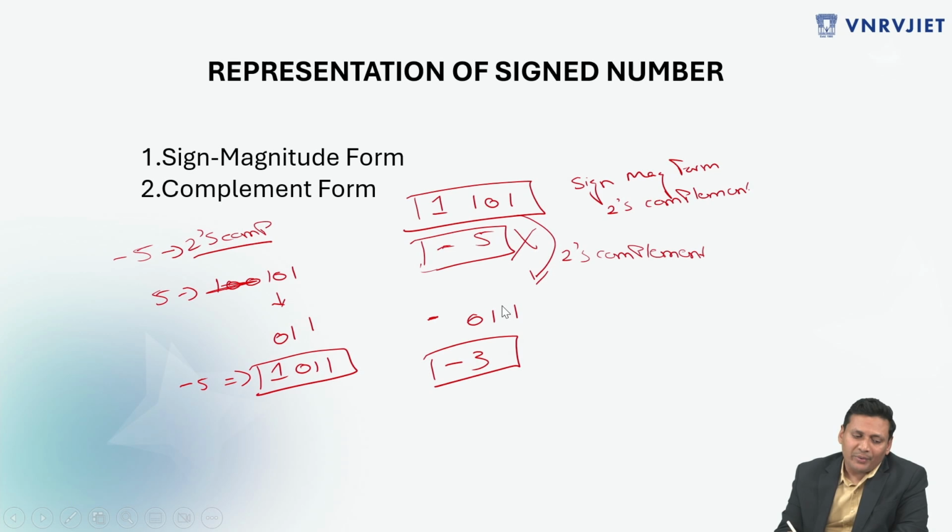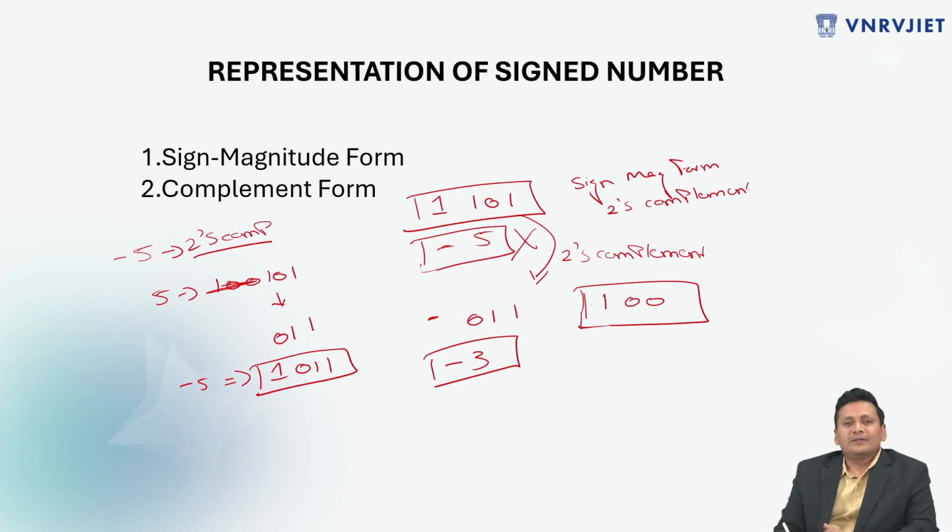So this you have to remember, how we represent any number in sign magnitude form or complement form. Now we have to see one more possibility. Again, let us assume there is a number 100. 100 is a combination in two's complement.